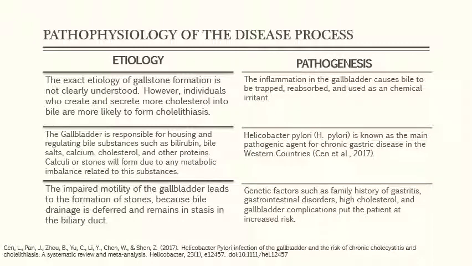In discussion of the pathophysiology of the disease process, the gallbladder is responsible for housing and regulating a lot of different substances to include bile, calcium, cholesterol, and other proteins. Therefore, the exact etiology of gallstone formation is still not clearly understood. We do know that individuals that create and secrete more cholesterol into their bile are more likely to form cholelithiasis over time, and that if they have any impaired motility or circulation to the gallbladder, that it can cause bile to be trapped and reabsorbed and used inappropriately, along with any other metabolic substances of the gallbladder.